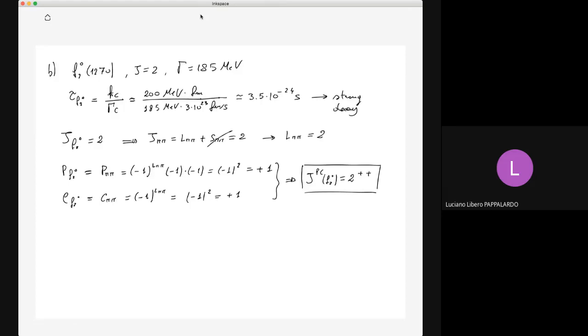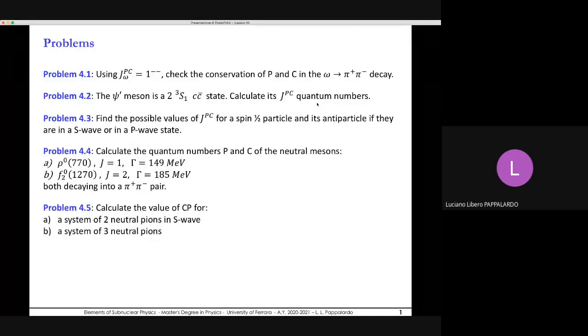All right. Now, if there are no questions, let's move on to the next one. Problem 5. Calculate the value of CP for a system of 2 neutral pions in an S wave, or for a system of 3 neutral pions, where CP means essentially consequent application of the charge conjugation and parity operators together. So essentially the product of the two quantum numbers.